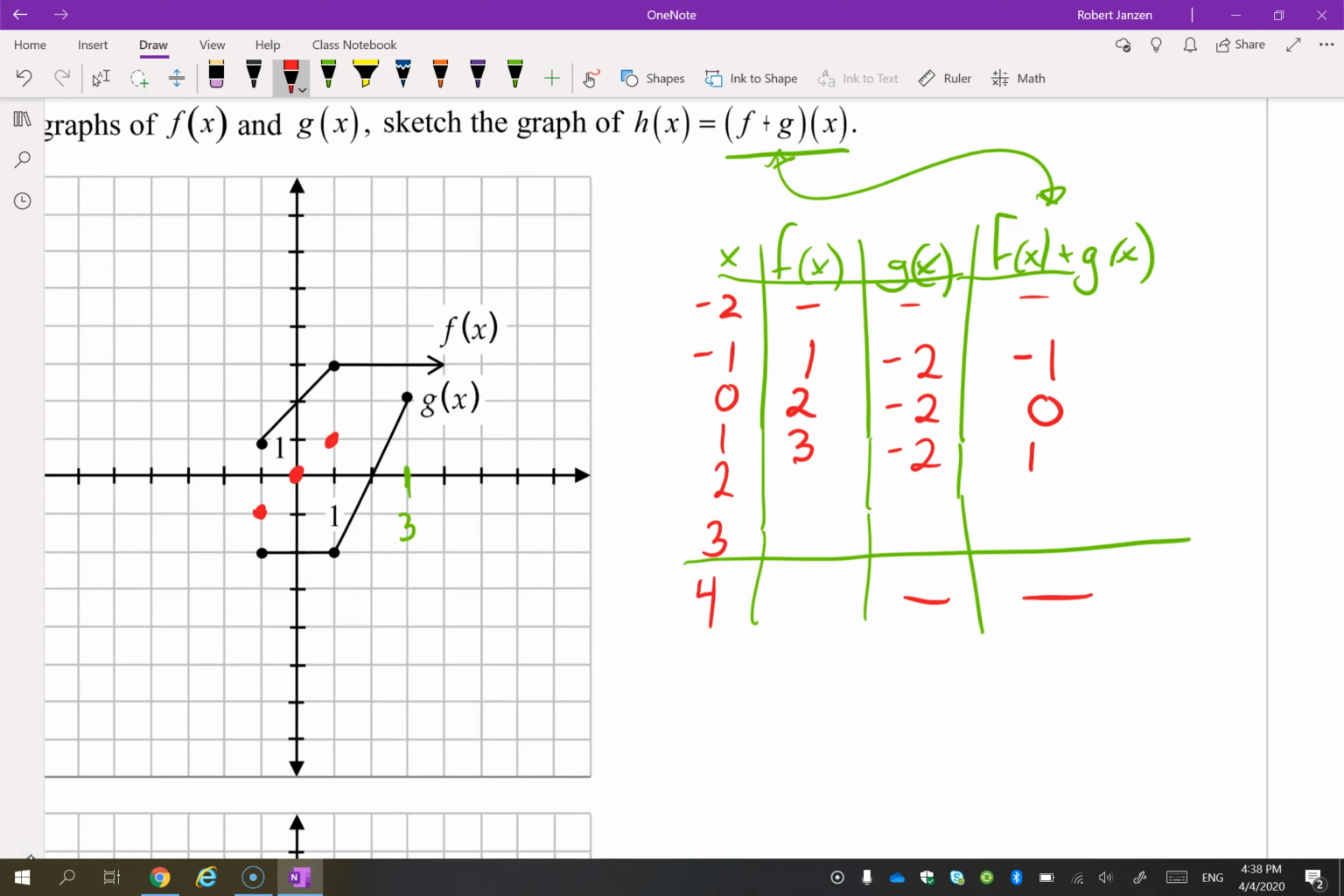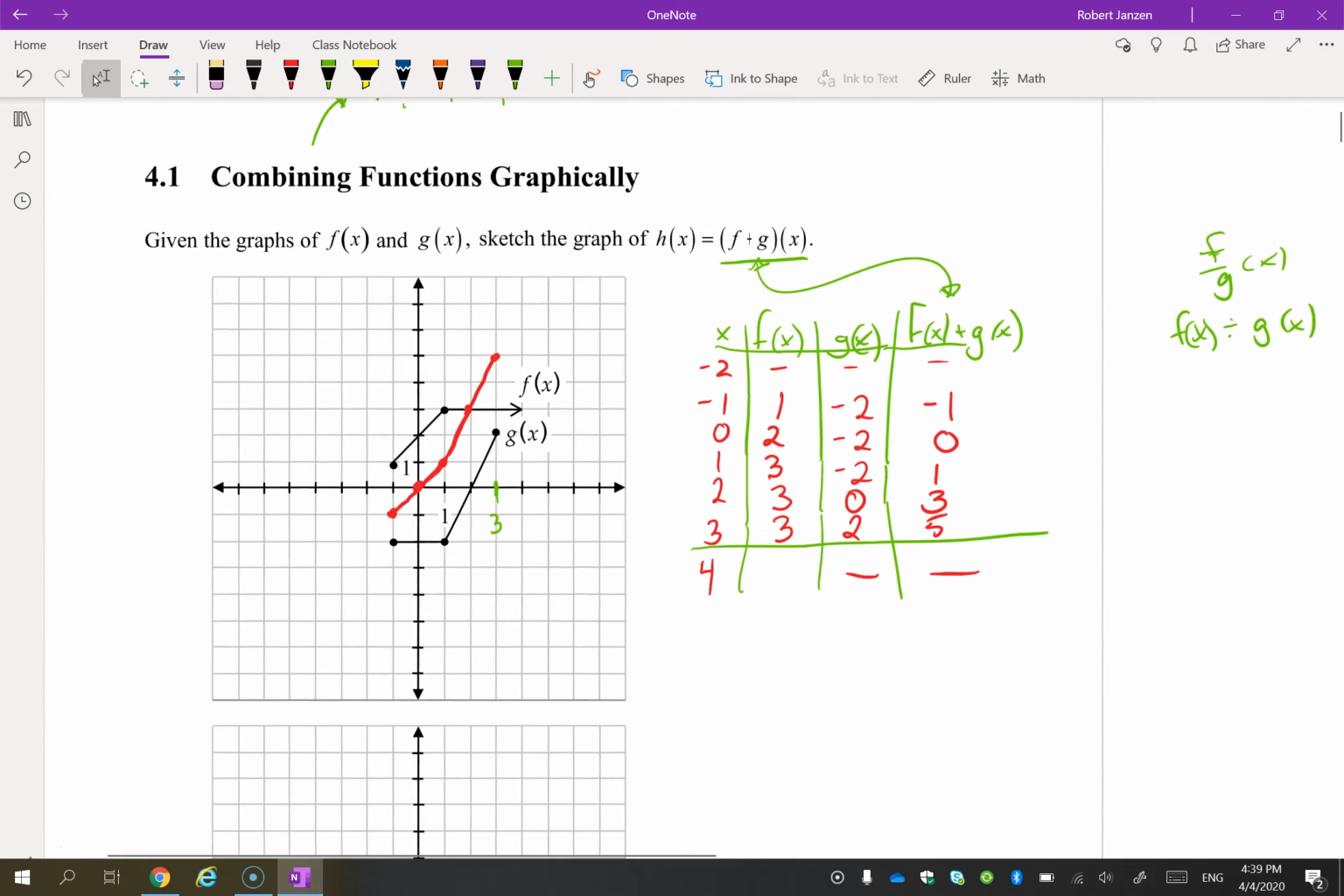Okay, then we'll go to 2. f of x at 2 is 3. G of x at 2 is 0. So this would be 3. So there, and then the last one at 3, f of x is 3. G of x is 2. So we get 5. So this graph, if we connect those dots, would go like so. And then like so, and you can see there are no arrows because the graphs end. Okay? That's combining two graphs graphically.